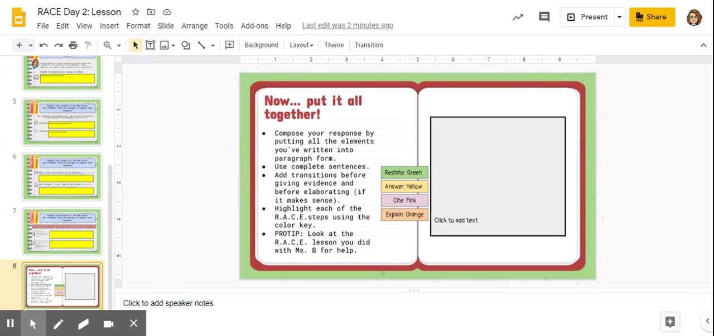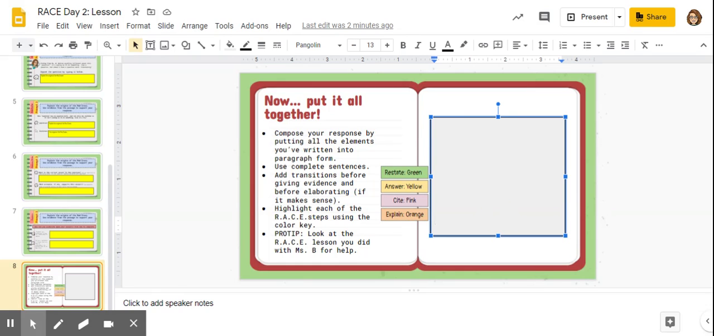Now you're going to put it all together using our magical highlighters in Google Slides. Restate the question. The origins of the Red Cross are. Answer it from what you found in the paragraphs. Put a quote or a paraphrase in there and explain it. And then highlight them. Highlight the restated question green. Highlight the answer yellow. Highlight the quote or the paraphrase pink. And any other information highlighted orange. You're going to type that all right here.